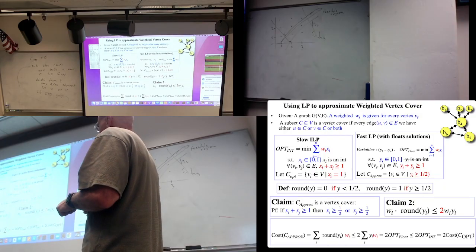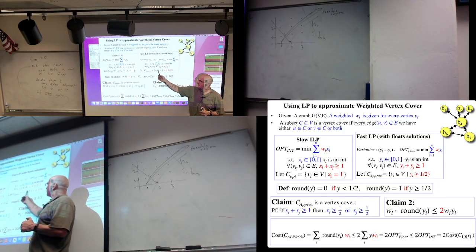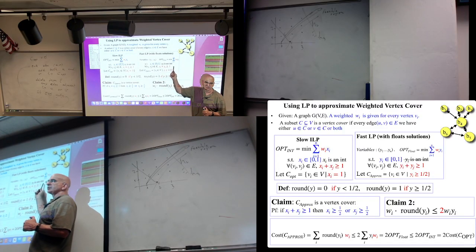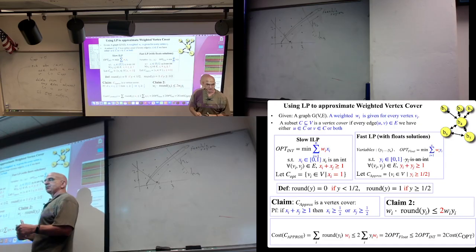Okay. And now it gives me a float solution. It could be that I'll still get xi's that are either 0 or 1, but it could be that I'll get values that are in between.